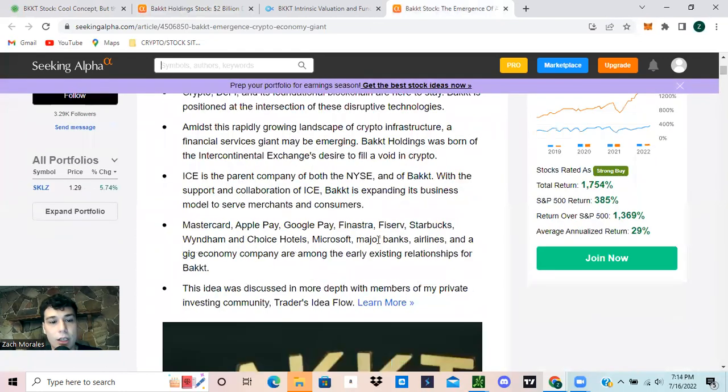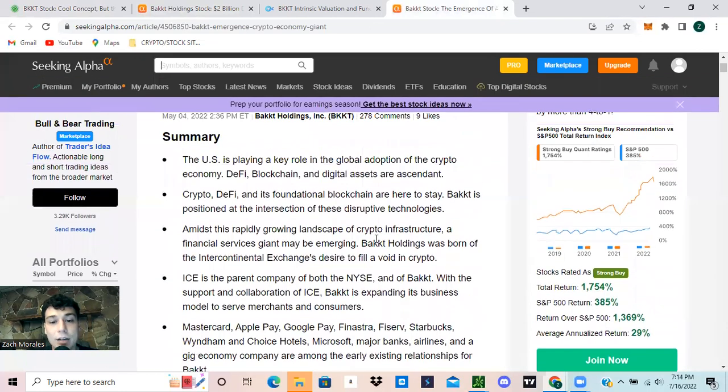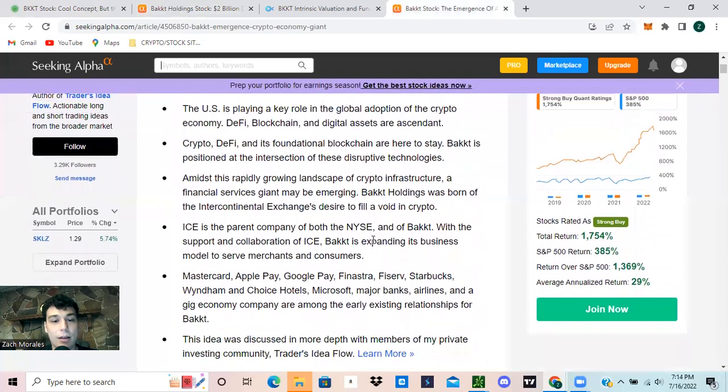Bakkt is really, I think, positioned very well. Okay. And the main thing is that ICE is their parent company, okay, the Intercontinental Exchange. All right, they own the New York Stock Exchange. So when you want to talk about a company, that's a major factor and a major role. ICE is the parent company of Bakkt, right?